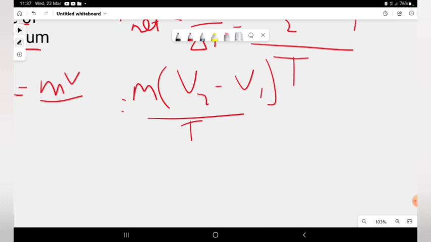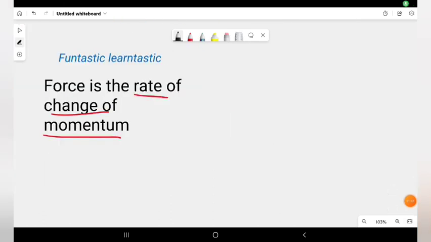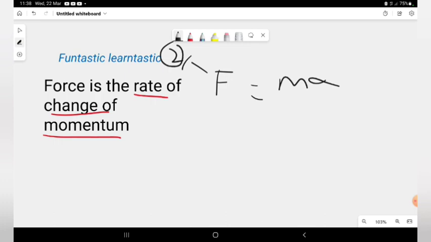So now after this what we will do, we know that acceleration is equal to v2 minus v1 by t. So we are going to be substituting it, m into acceleration. So force is equal to mass into acceleration. This can be derived from this. So hence I proved to you that force is equal to mass into acceleration, and this is nothing but the second law of Newton. Okay, second law of motion.